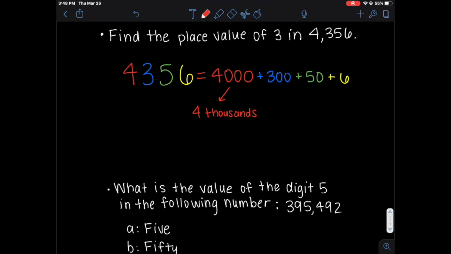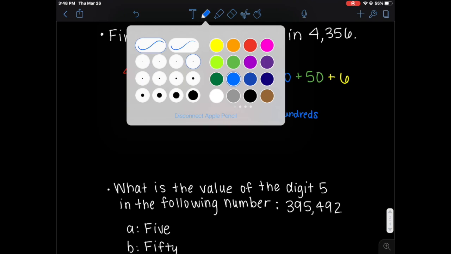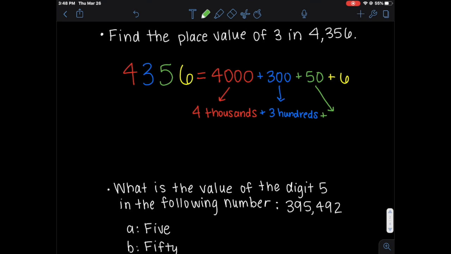thousands plus 3 hundreds plus 5 tens plus 6 ones. So again, we're trying to find the place value of our 3. Our 3 is in the hundreds position. So the place value of our 3 is the hundreds position.